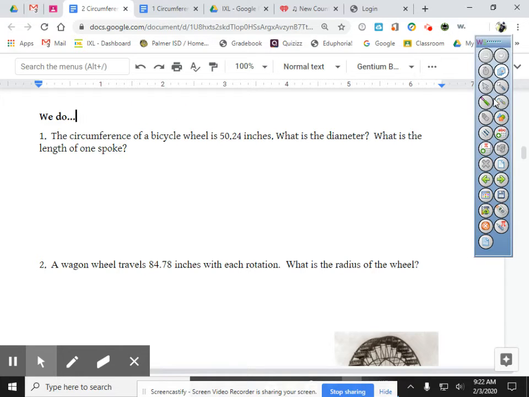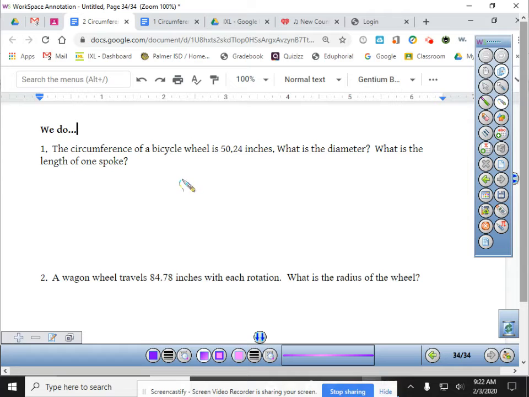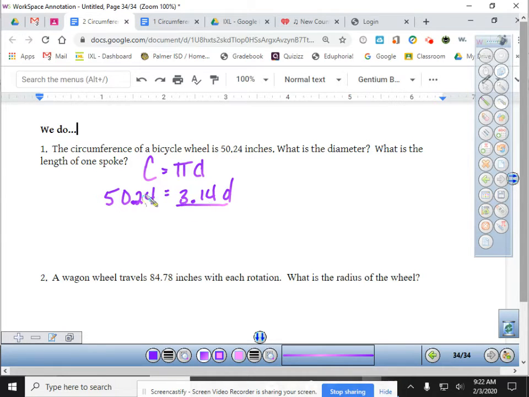So did you write C equals pi d? Yes. Maybe I can too. C equals pi d. What is the circumference? 50.24. 50.24 equals 3.14 d, and then you divide by 3.14. And then you had to divide them all the way out, right? 5, 0, 2, 4 divided by 3, 1, 4. That went in one time, right?